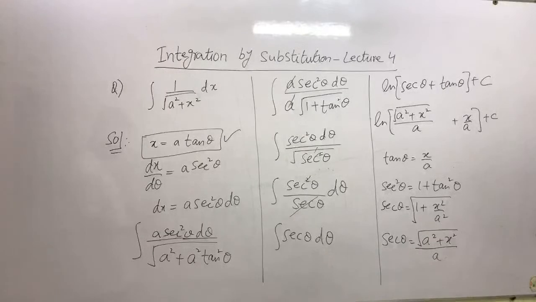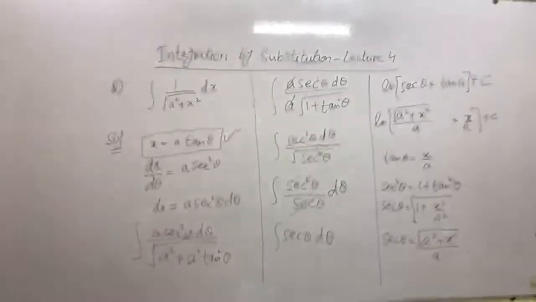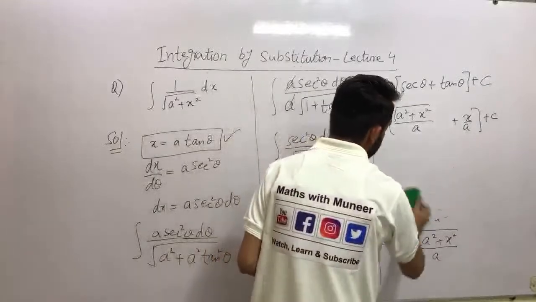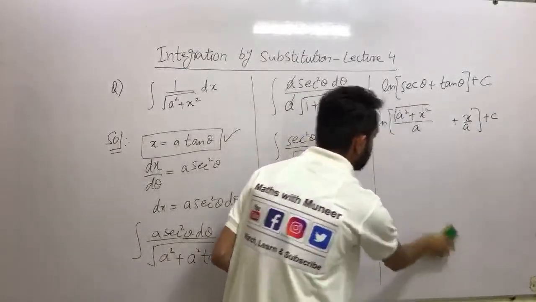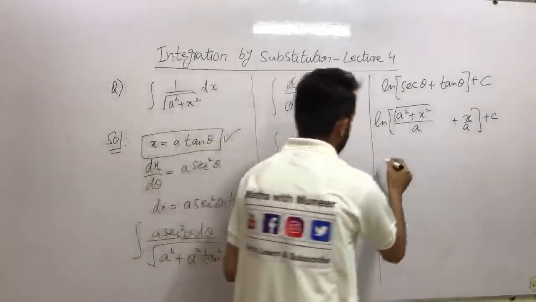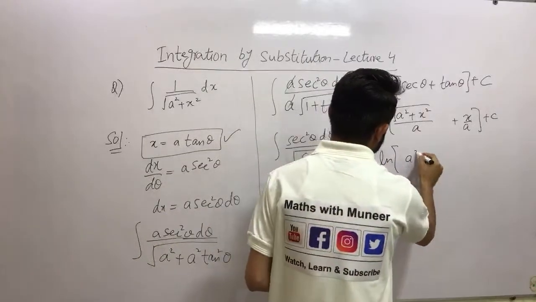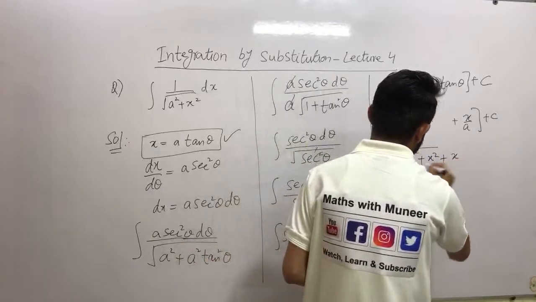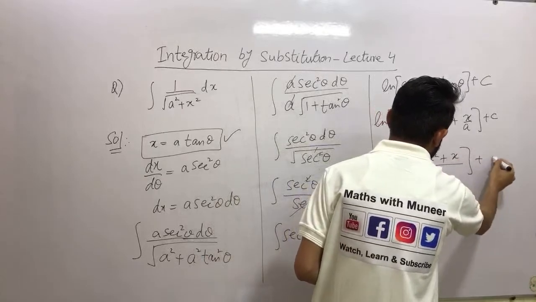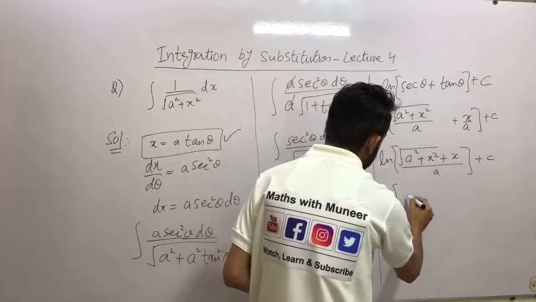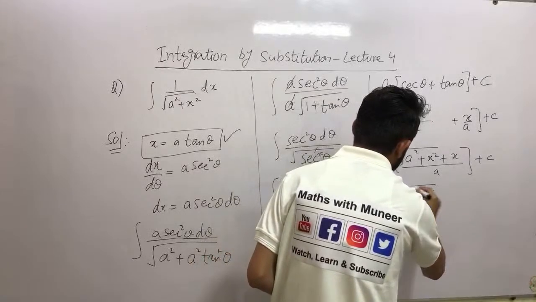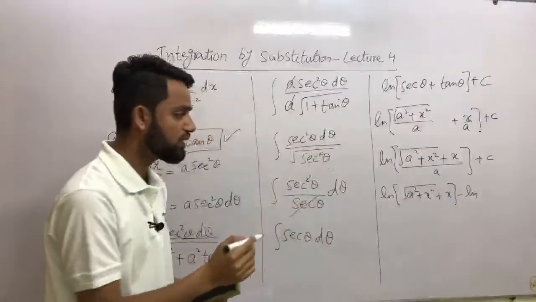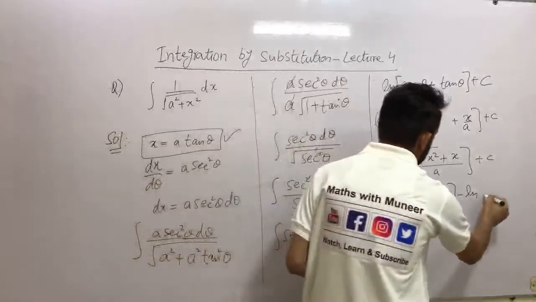Okay, so now I am going to erase this portion since we don't need it. So this would be equal to ln of (a square plus x square plus x) over a. I have taken the LCM over here, and ln of u over v is basically equal to ln of u minus ln of v.